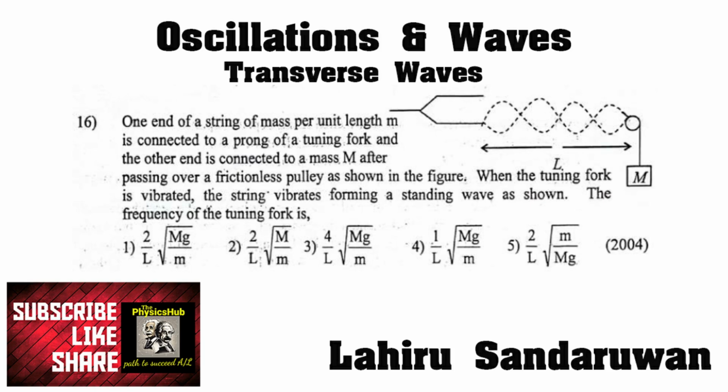One end of a string of mass per unit length small m is connected to a prong of a tuning fork, and the other end is connected to a mass capital M after passing over a frictionless pulley as shown in the figure. When the tuning fork is vibrated, the string vibrates, forming a standing wave as shown. The frequency of the tuning fork is? It is a Melde's string.